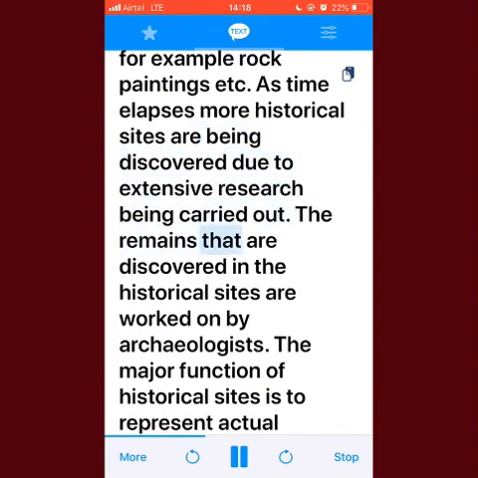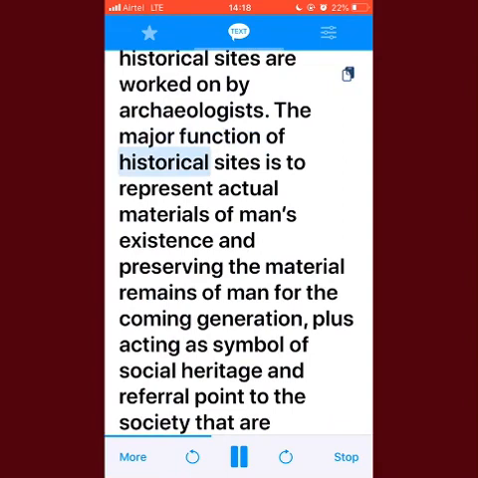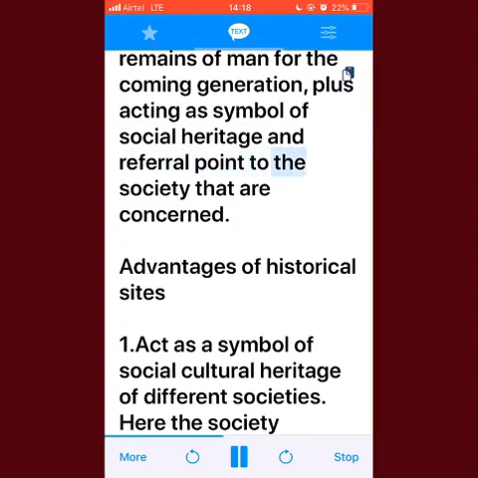The remains that are discovered in the historical sites are worked on by archaeologists. The major function of historical sites is to represent actual materials of man's existence and preserving the material remains of man for the coming generation, plus acting as symbol of social heritage and referral point to the society that are concerned. Advantages of historical sites.